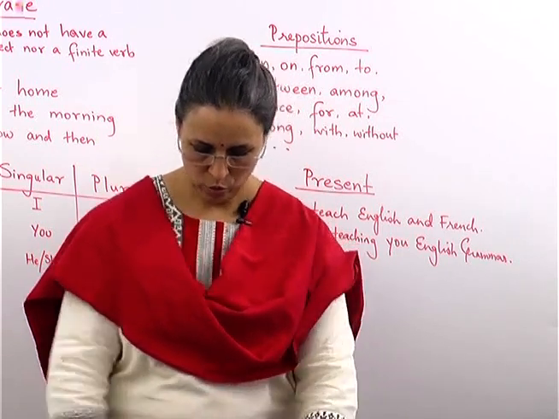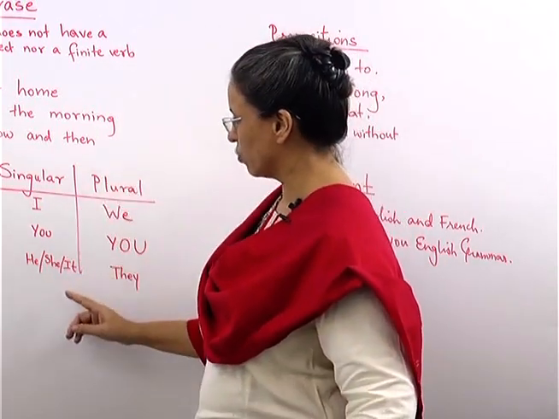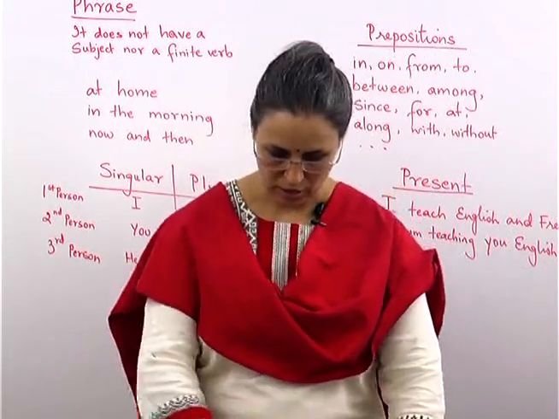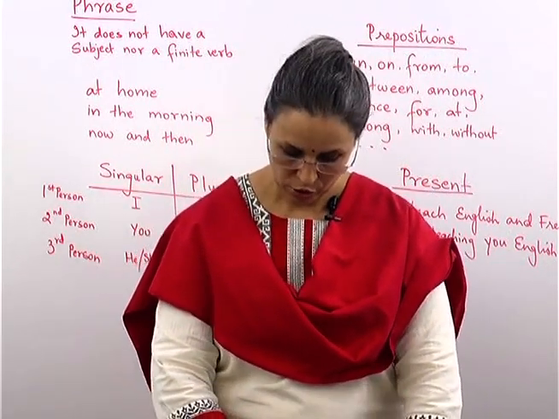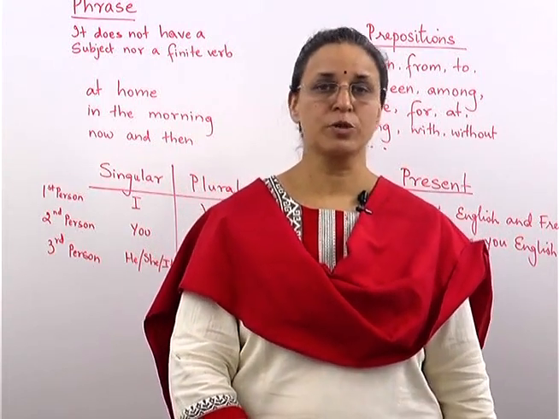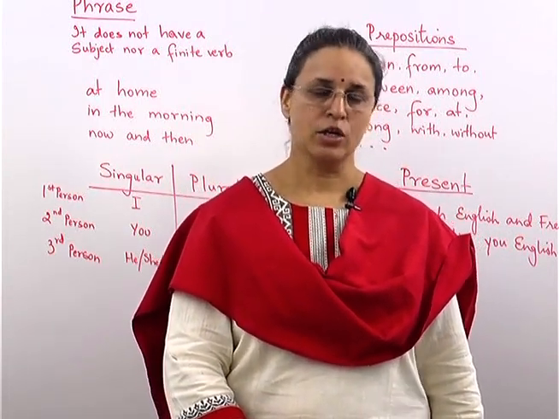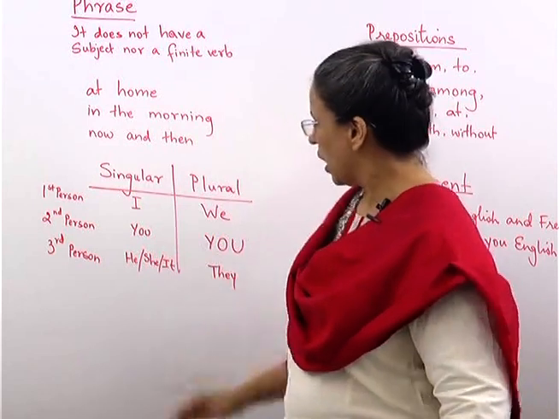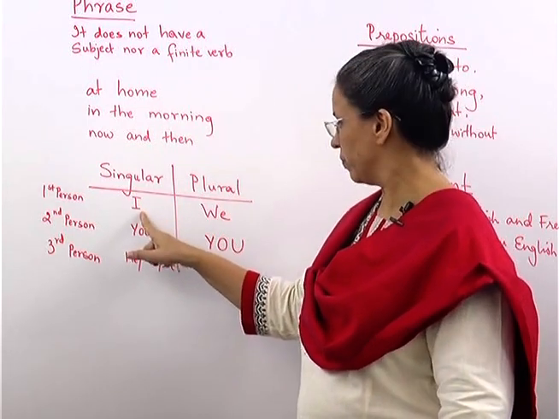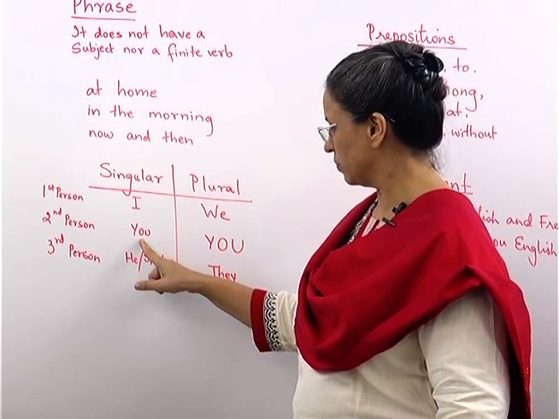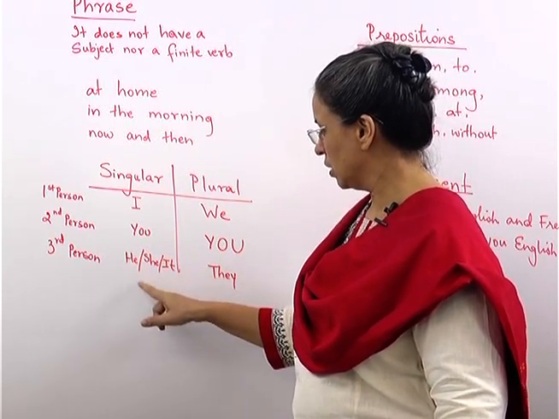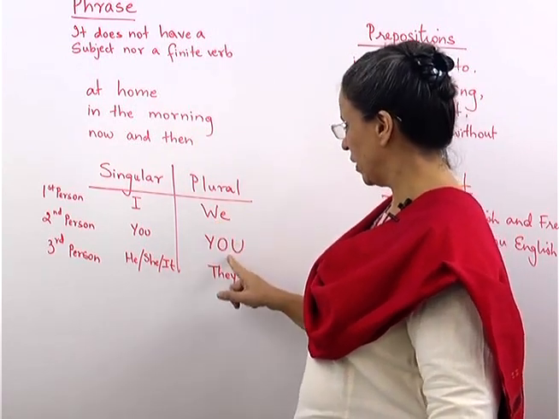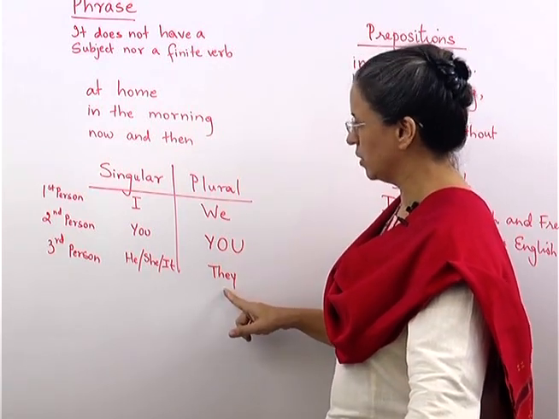Now, in pronoun, we already saw these pronouns, subject pronouns, first person, second person and third person, singular and plural. Other than that, I, you, he, she, we and all, we also have pronouns which are possessive pronouns like my, your, his, her, our, their. That means I eat my dinner. You eat your dinner. He eats his dinner. She eats her dinner. We eat our dinner. You eat your dinner and they eat their dinner.